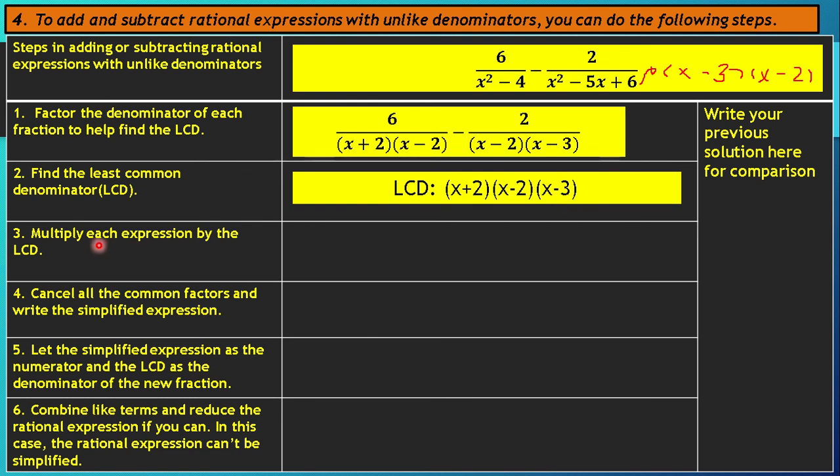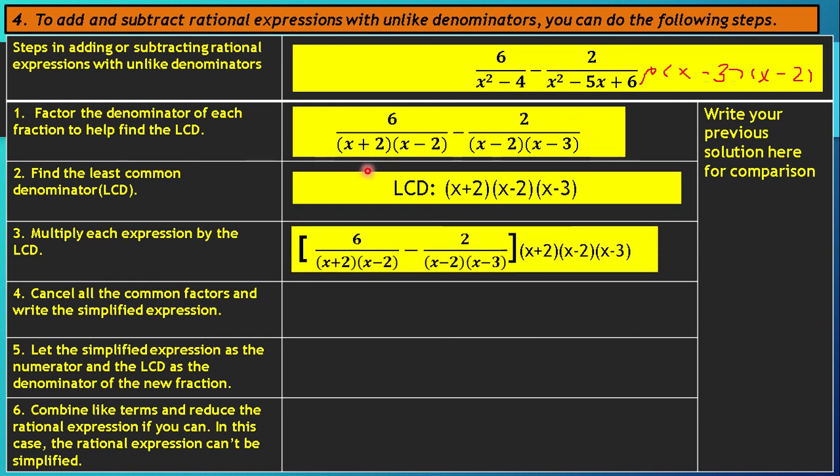Third step is to multiply each expression by the LCD. So, itong buong LCD na to, imumultiply natin dito sa buong expression na to, sa dalawang expression na to. So, ganito yun. So, ito yung original na rational expressions natin. 6 over quantity x plus 2, quantity x minus 2, minus 2 over the quantity x minus 2 times the quantity x minus 3, imumultiply natin itong LCD sa bawat expression na nandito. So, let us simplify the expression.